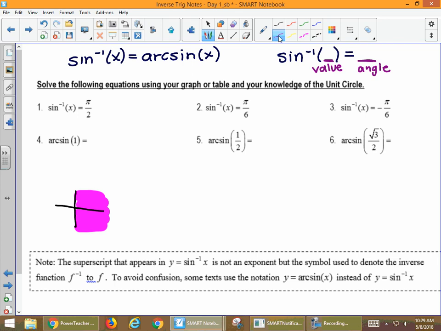So sine inverse of x equals pi over 2. What's the value of sine at pi over 2? It is 1. Sine inverse of x equals pi over 6. What's the value of sine at pi over 6? It's 1/2.